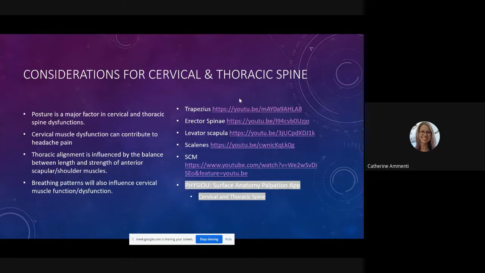The other wonderful thing I want you to look at is now PhysioU has surface anatomy palpation in their application. So I also want you to look at surface anatomy palpation and palpation for the cervical and thoracic spine in PhysioU. We will be utilizing that information in lab when you come to class.